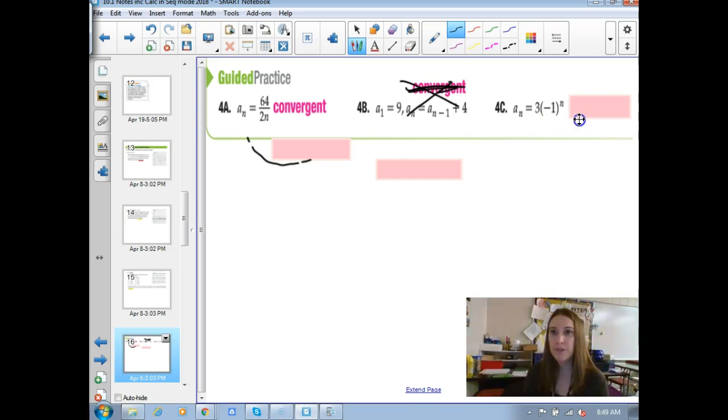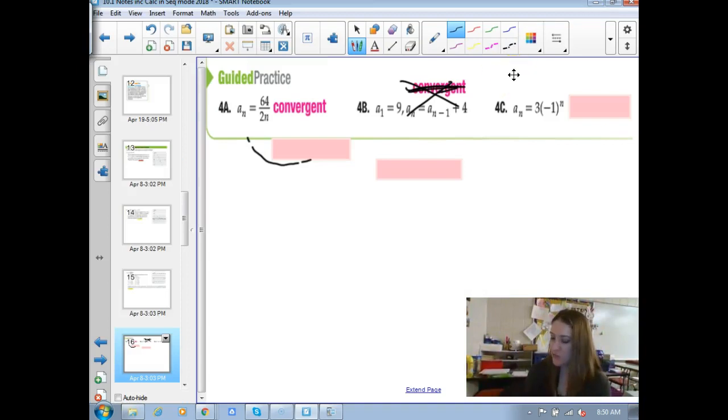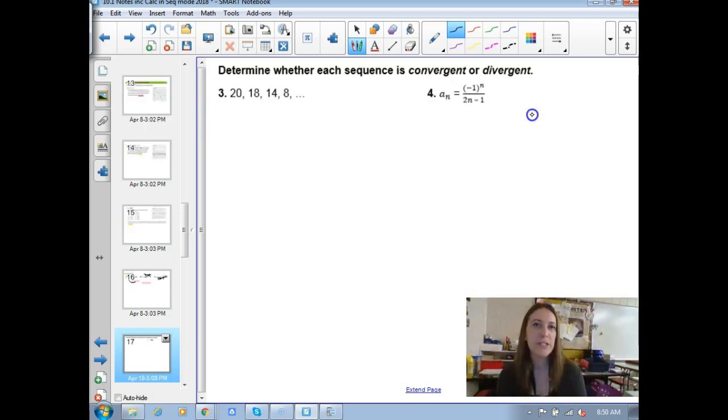Let's see, time out again. Let me get the graph. So I have a stupid window here, but see these blue dots? This is one of those ones where it toggles between positive and negative values of 3, like positive 3, negative 3, positive 3, negative 3. So this is why this one should be divergent. There we go. What happened there? All right, no idea what's going on.